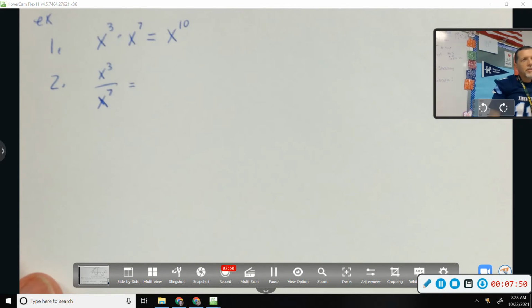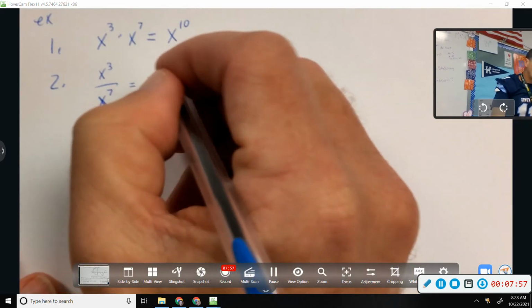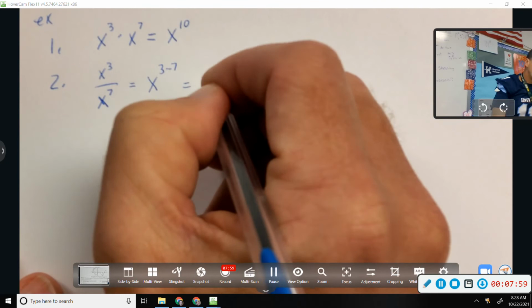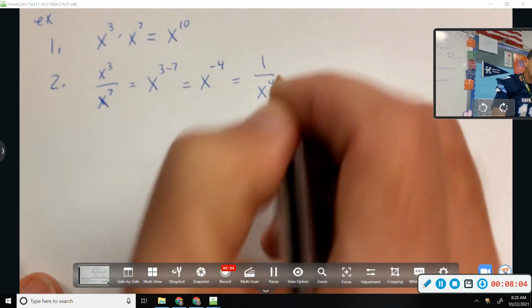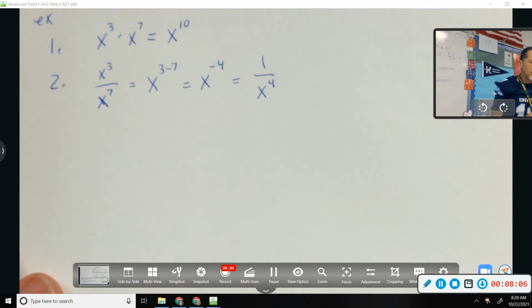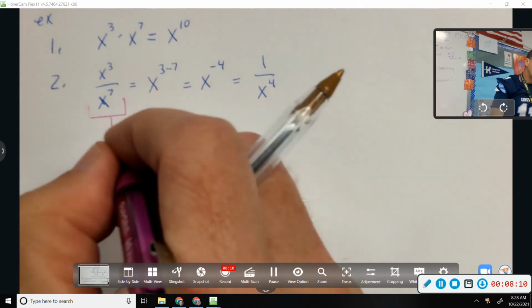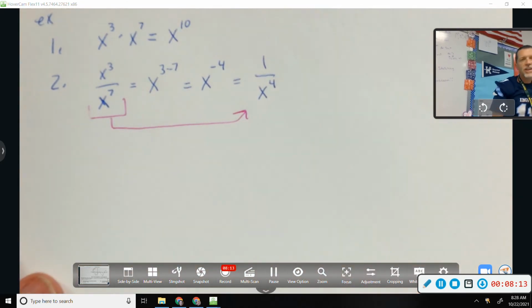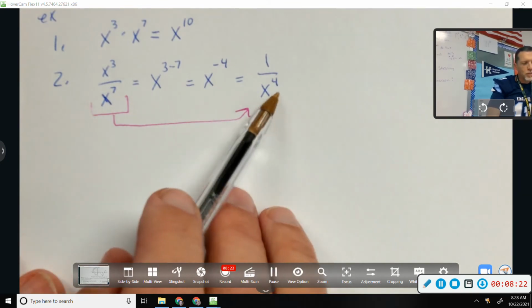X cubed divided by x to the 7th. One way to say that is x to the 3 minus 7, which is x to the negative 4, which is 1 over x to the 4th. So you'd have to change it in the answer. Now, most people are not going to go through those steps. They're going to skip all the way to there and just say 7 minus 3 is 4, stick it in the bottom. If you want to show the steps, you're fine, but most people are not going to show those steps.